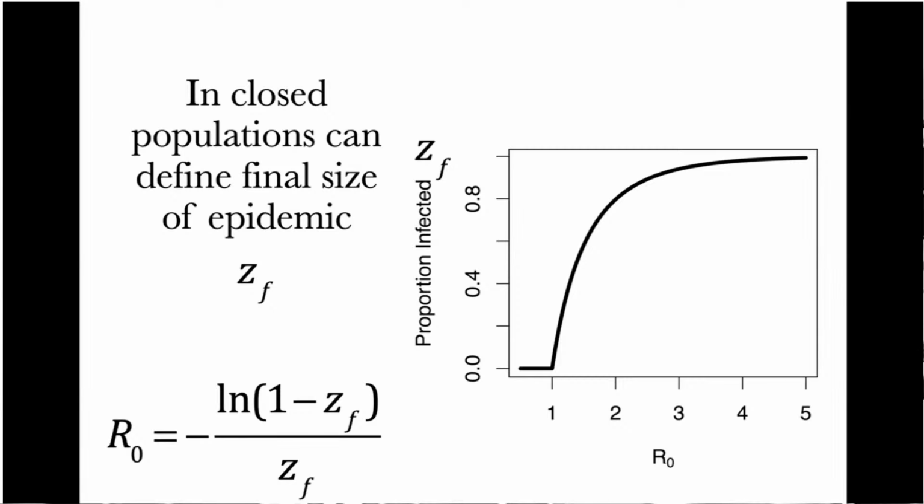And if you have, for a particular disease, if you know it's a closed population and you can tell the final size of the epidemic, you can read the R naught or vice versa through this function. Who can try and tell why the function is almost at 0 before it starts increasing?